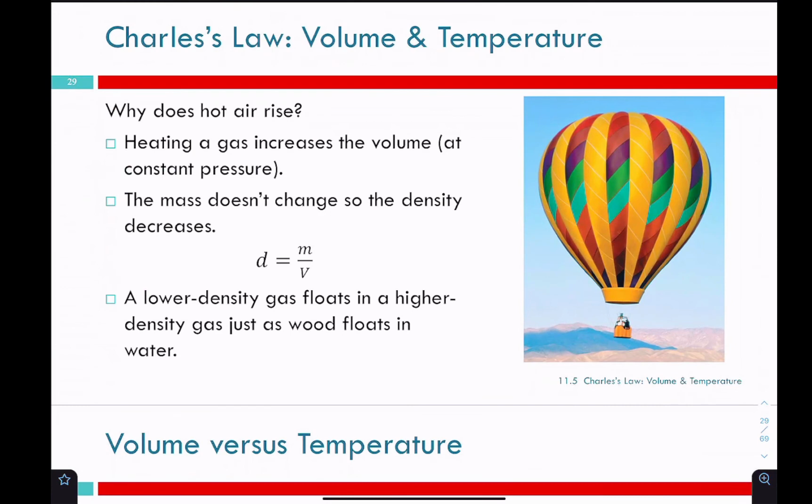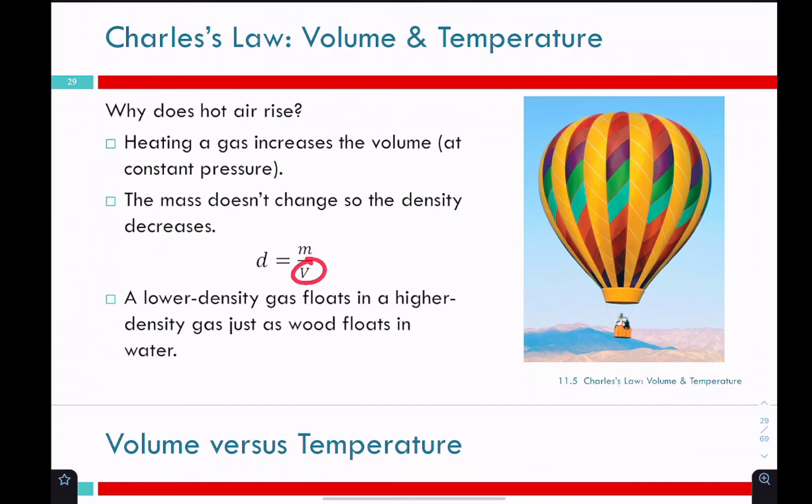All right, so the second law that we're going to talk about, probably the one we're going to end on today, is Charles' law. It's the relationship between volume and temperature. So we did pressure and volume, now we're doing volume and temperature. So why does hot air rise? If you heat up air, it takes up more space. But because the number of gas particles is the same, there's just more space between them, so it becomes less dense.